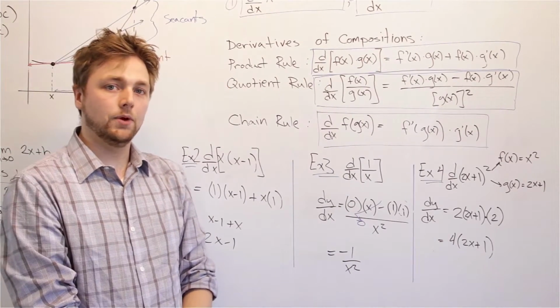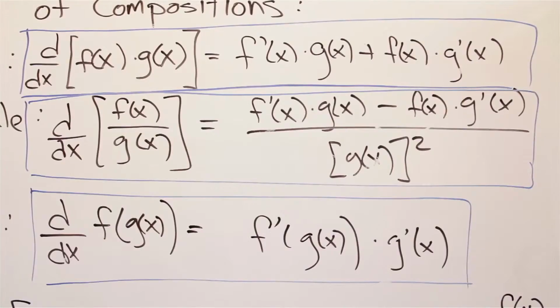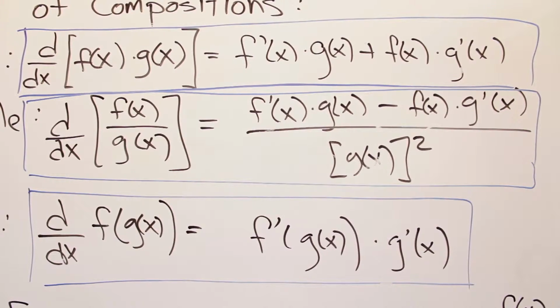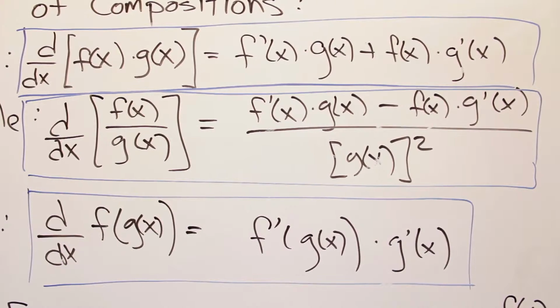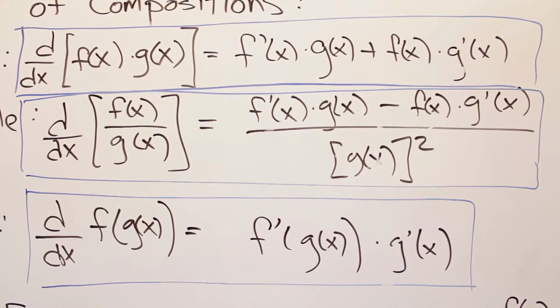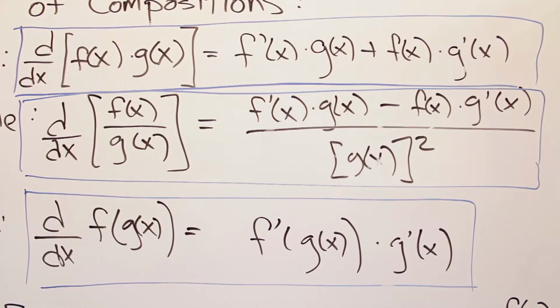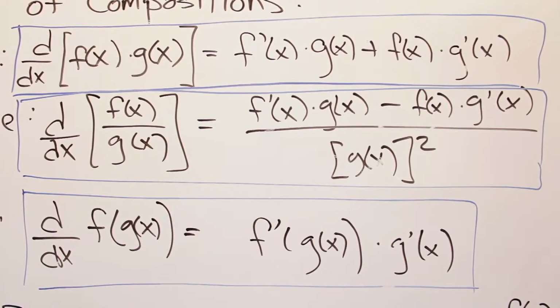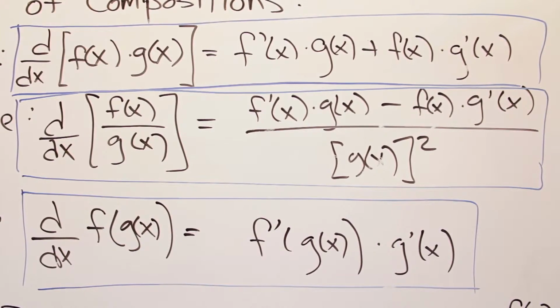Similarly, we can come up with an expression for the derivative of quotients. If we have f of x divided by g of x, the formula will be similar. We take the derivative of f of x, multiply it by g of x unmodified, subtracted by f of x unmodified times g prime of x. And we divide that all by g of x unmodified squared.